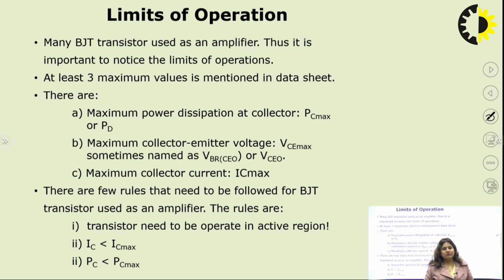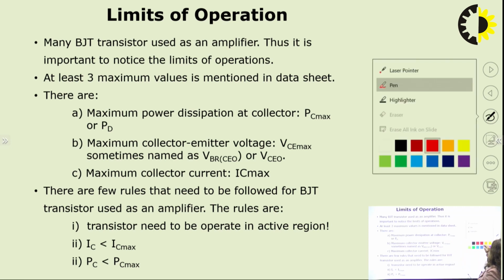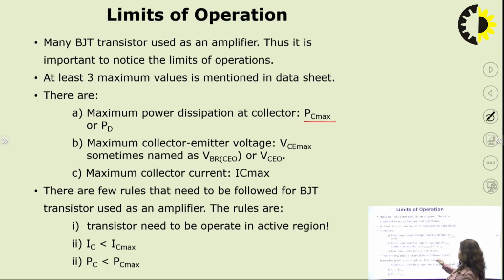At least 3 maximum values are mentioned in the data sheet. We have the maximum power dissipation, written here as PC max or PD. Then the maximum collector emitter voltage, that is VCE max, sometimes referred to as VBR CEO, or as we saw in the last lecture, VCEO. And the next one is the maximum collector current, that is IC max. So these are the 3 maximum values mentioned in the data sheet.